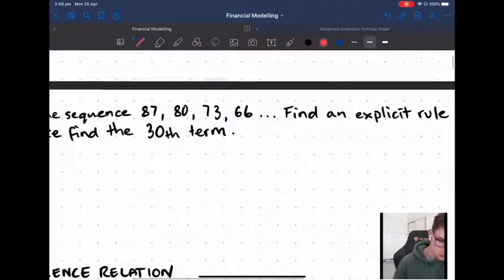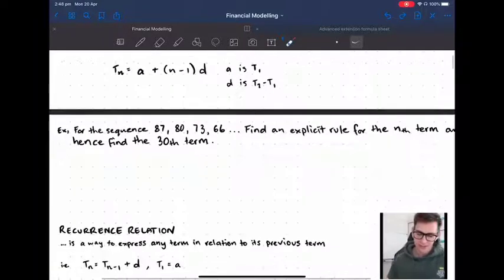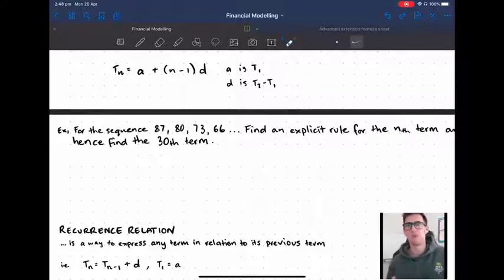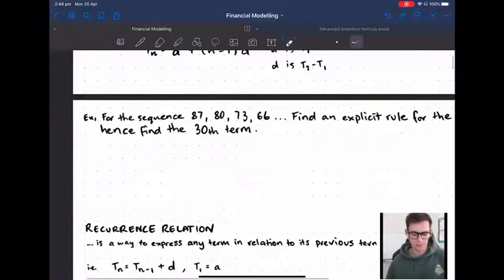Okay, so for this example, we've got 87, 80, 73, 66, and it goes on to infinity, so it's an infinite sequence. We're going to find an explicit rule. Now that's a way of saying find the rule. Okay, don't get too weirded out by explicit. For the nth term, and then hence, so using that, we're going to find the 30th term.